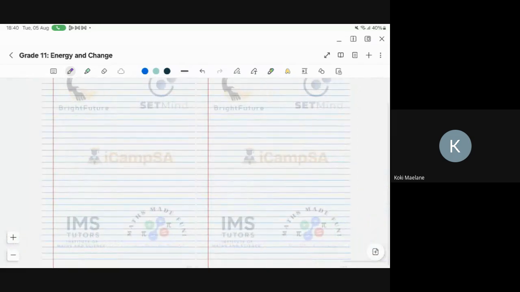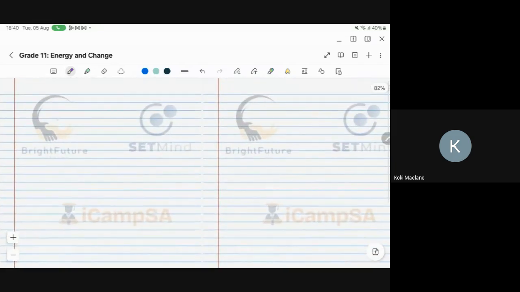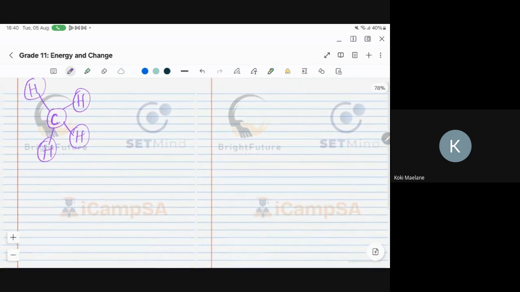if you have, let me see if I can picture it for you. Let's say you have C, and say it's like this. Let's make an example of methane. Methane is something like this. So these are bonds, right? This is a bond. That's a bond.